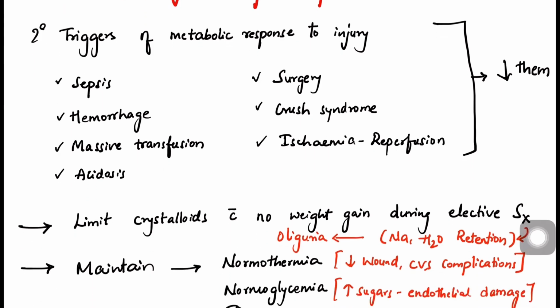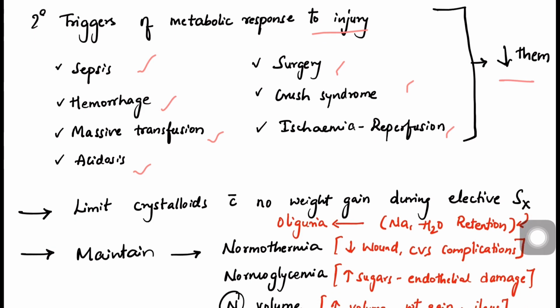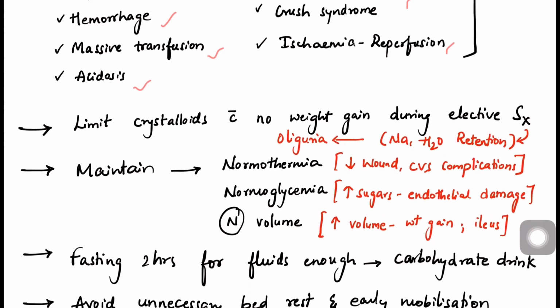How? These are the secondary triggers of metabolic response to injury: sepsis, hemorrhage, massive transfusion, acidosis, surgery, crush syndrome and ischemia reperfusion syndrome. All these are triggers for the metabolic response to injury. So we try to avoid them or correct them, and limit the crystalloids with no weight gain during elective surgery.